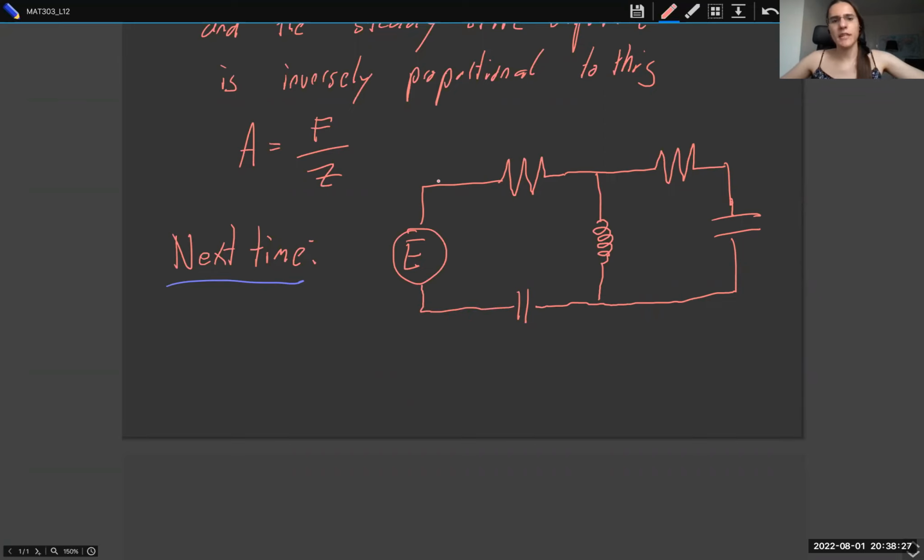And so what's going to happen is that there's going to be a current I here. Then this is going to split off into 2 currents, I1 and I2. And then we're going to have Kirchhoff's current law, sum of the incoming currents equals the sum of the outgoing currents. And then this is going to give us a system of differential equations to be able to solve for all of the currents in this circuit.